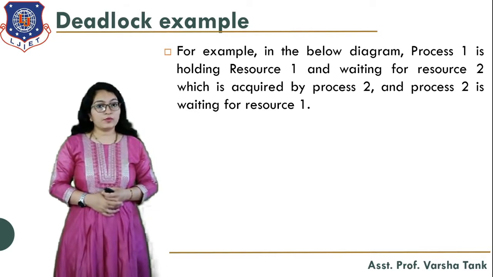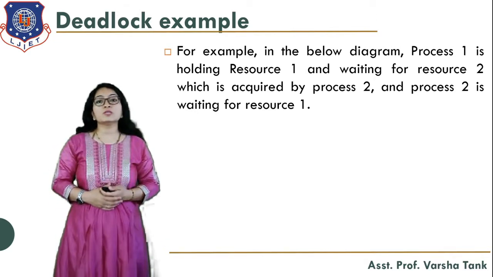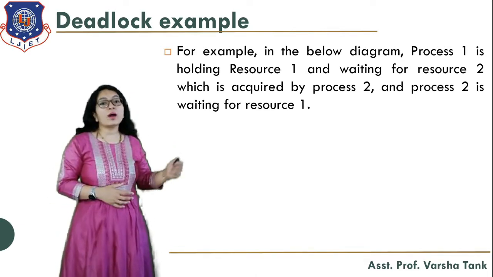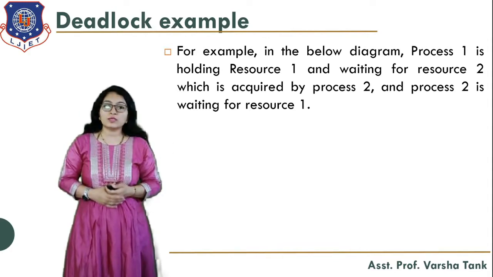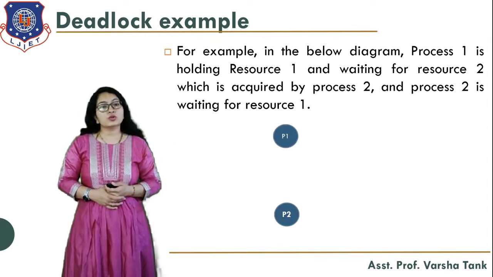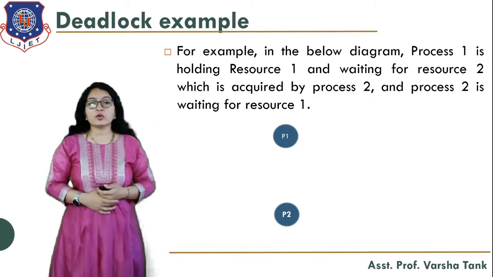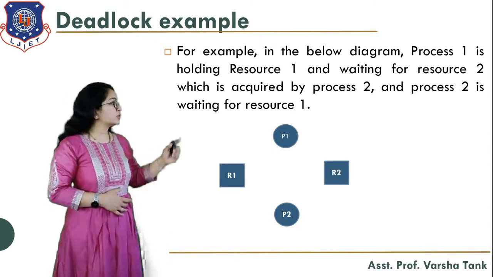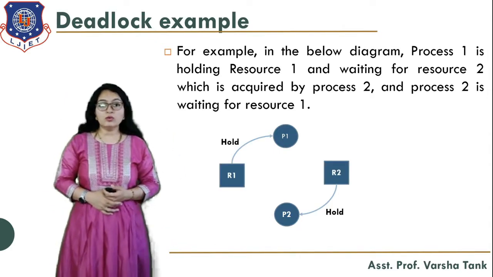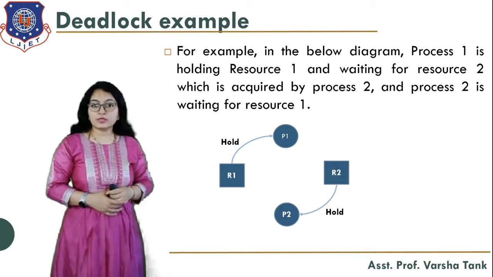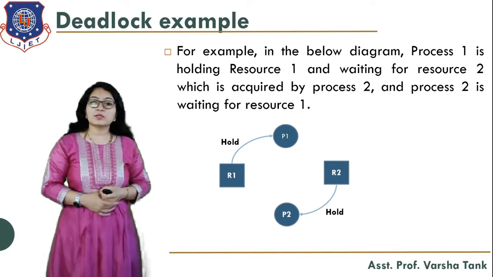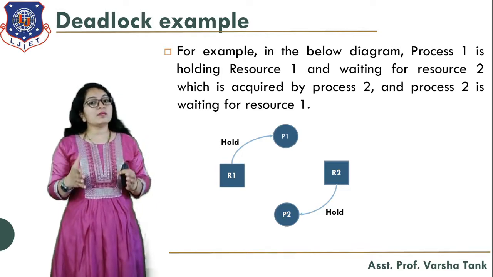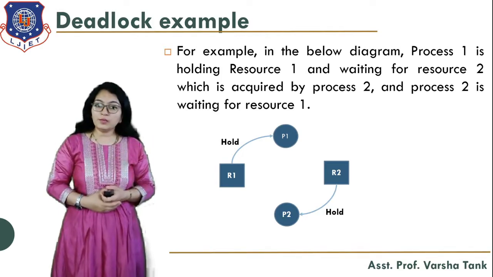Now, the deadlock example. For example, in this diagram, process 1 is holding resource 1 and waiting for resource 2, which is acquired by process 2, and process 2 is waiting for resource 1. So the possibility of deadlock will be there. How is it? Let's see. Suppose there are two processes, P1 and P2, and two resources, R1 and R2. R1 is held by process P1 and R2 is held by process P2. Here you can see the edges are from the resource to the process, so that means the resource is held by the process.